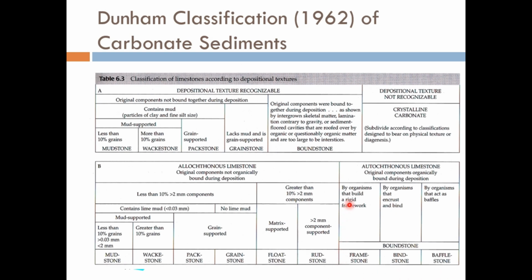And then we leave out the bindstone a little bit, focusing on the autochthonous limestones, where the original components are basically locally derived. And then you have framestones, bindstone, and bafflestone. So it's a little bit more complex than before. And by now, if you stand in the field, you'll have a hard time recognizing what you're actually looking at. Sorry. Anyway, we're going to stop here.